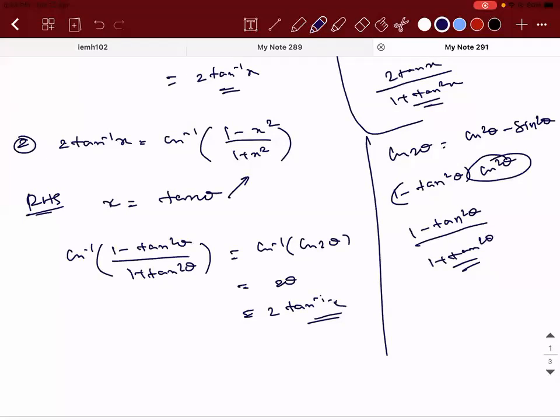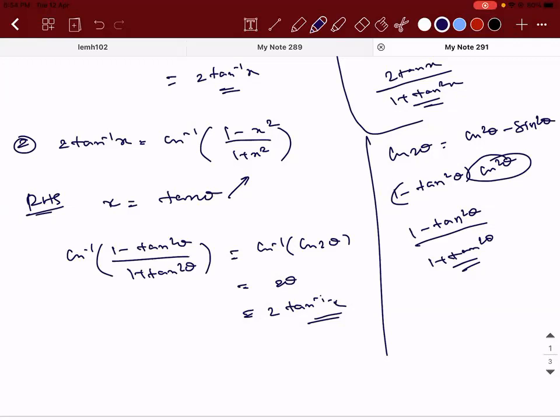What is the third one? 2 tan inverse x is equal to tan inverse of 2x divided by 1 minus x square. Correct? That is very simple. So 2 tan inverse x, you can write it as tan inverse x plus tan inverse x. Use the fifth property, you will get the answer.